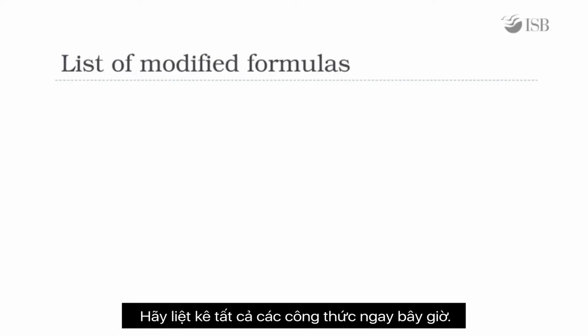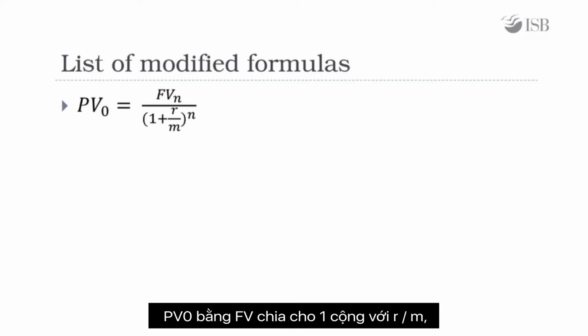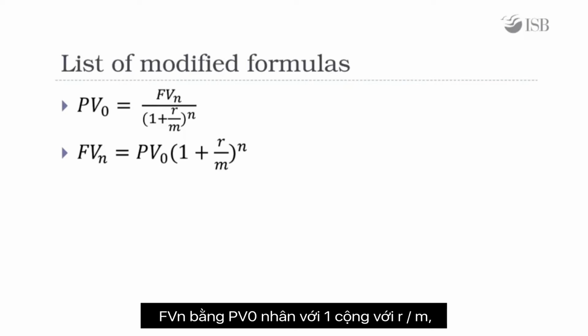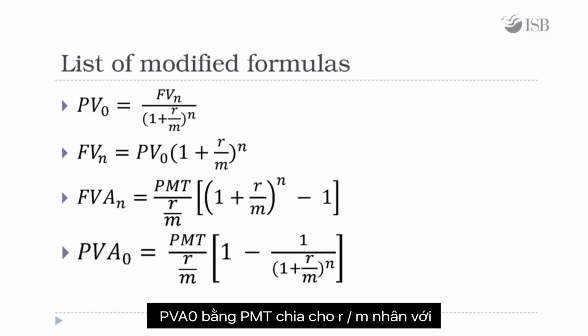Let's list all the formulas now, modified to reflect a compounding frequency m. PV sub 0 is equal to FV divided by (1 plus R over m), the whole thing raised to the power of n. FV sub n equals PV sub 0 times (1 plus R over m), whole thing raised to the power of n. FVA sub n equals PMT times ((1 plus R over m), whole raised to the power of n, minus 1), the whole thing divided by R over m. PVA sub 0 equals PMT divided by R over m times (1 minus 1 over (1 plus R over m), whole raised to the power of n).